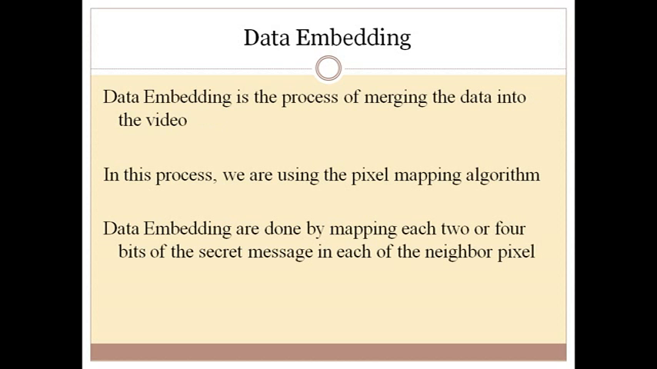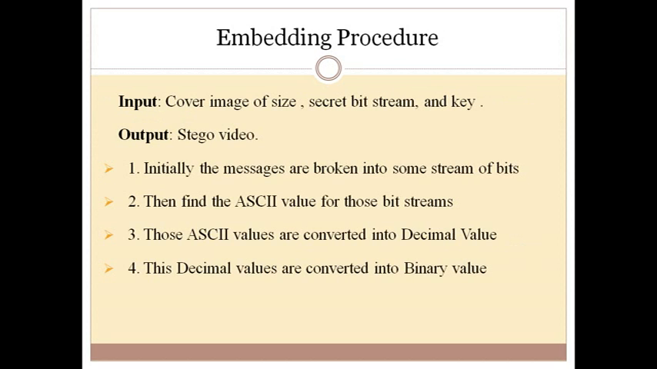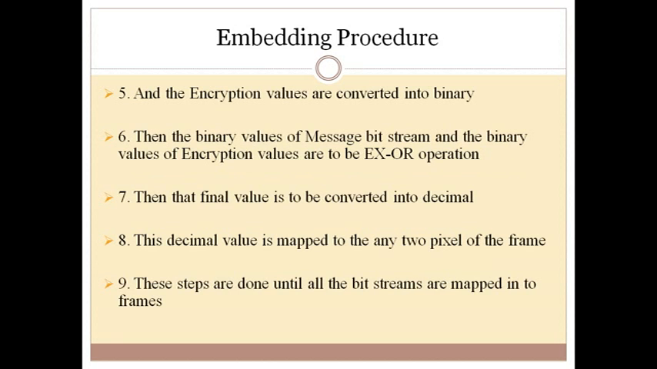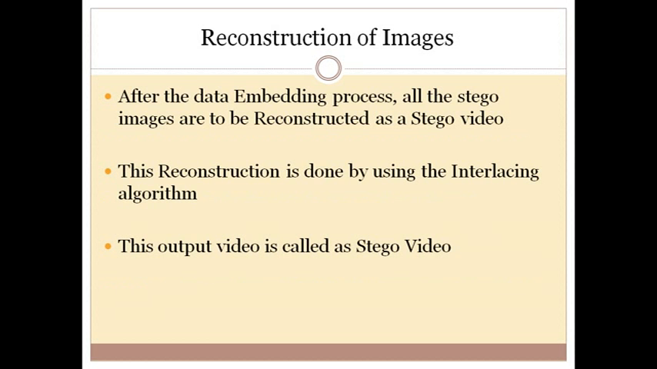Here we are mapping each 2 or 4 bits of the secret message in each of the neighbor pixels by pixel mapping algorithm. The embedding procedure should be followed as shown to embed the data into a video. After the embedding, embedded frames are reconstructed into Stego video by interlacing algorithm.